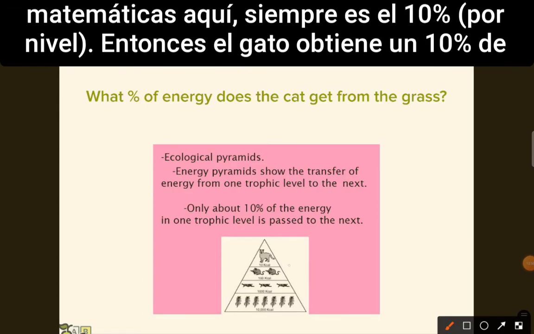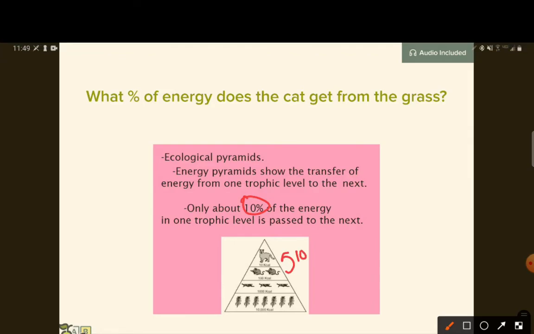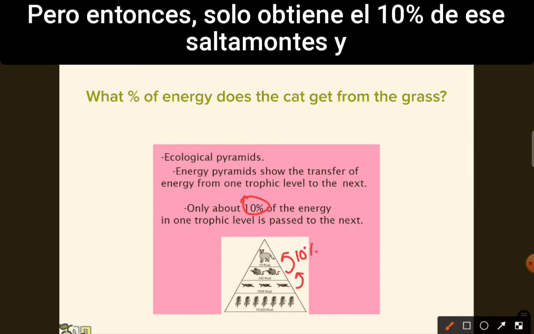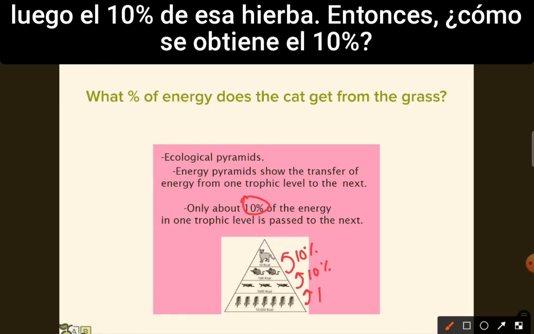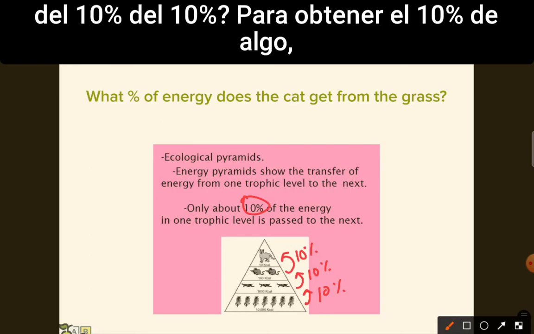All right, so to do the math here, it's always 10%. So the cat is getting 10% from the mouse. But then it's only getting 10% from that grasshopper and then 10% from that grass. And so how do you get 10% of 10% of 10%?